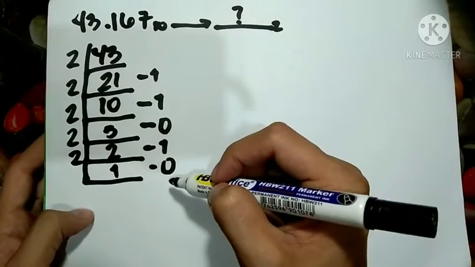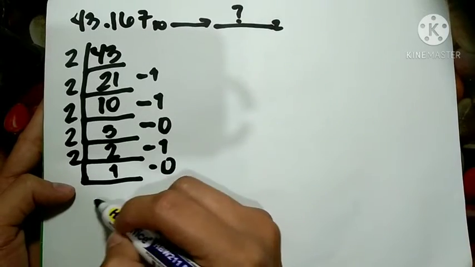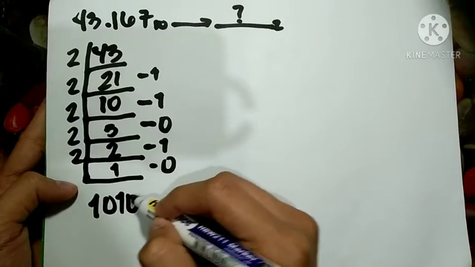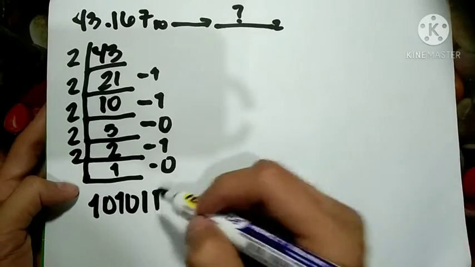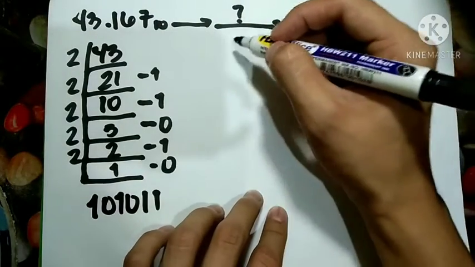And we got this answer. We will write our answer from bottom to top again. So we write it as 1, 0, 1, 0, 1, 1. And let's move on to its decimal.